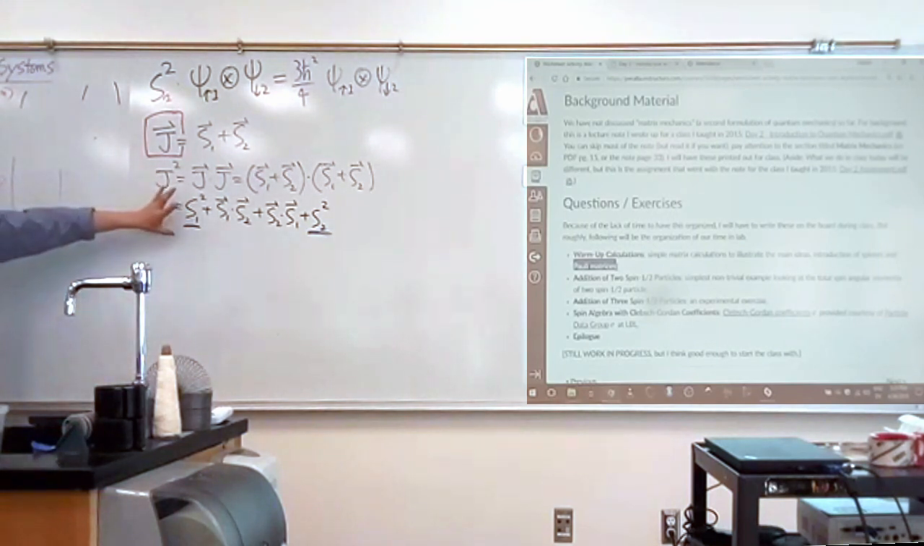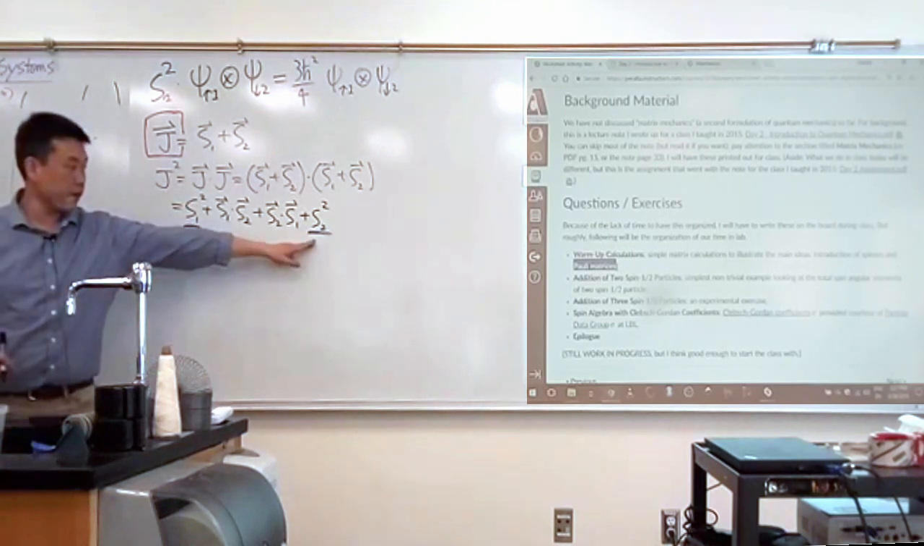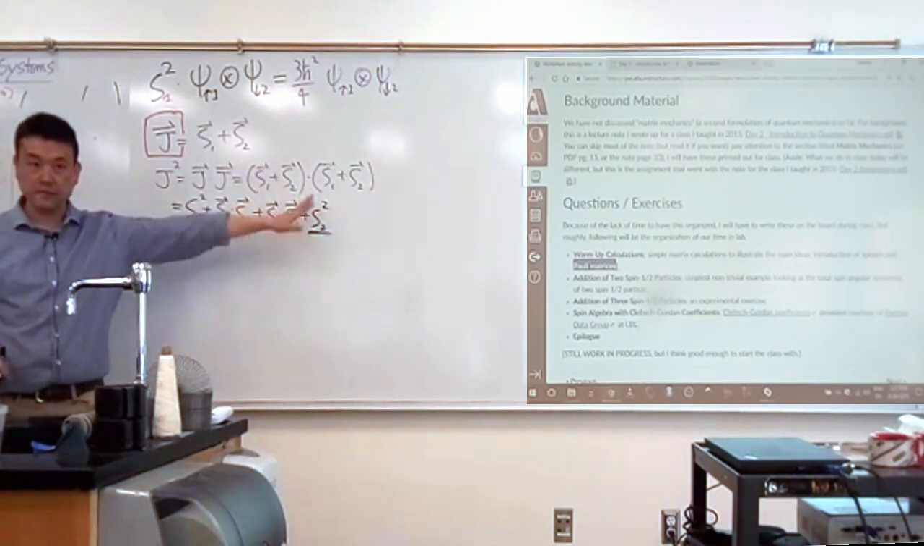So S1 squared, I think I understand this operator well, so I can leave that alone. This operator, I understand it well enough, so I can leave that alone.